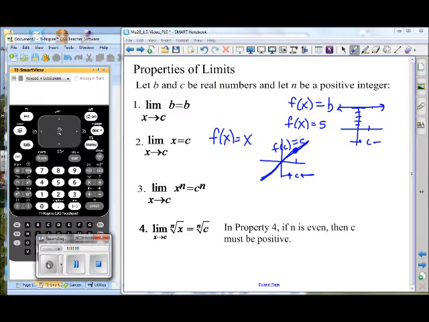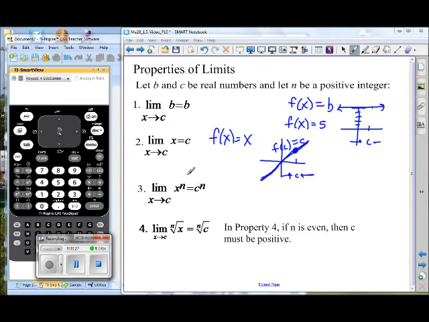This is part 2 of section 1.5. We're looking at properties of limits, and we're down to our third property here. We know that this says let n be a positive integer, so we are not going to look at x to the 1/2 power or anything other than positive integers. So it would be x squared, x cubed, x to the 4th, and so on.